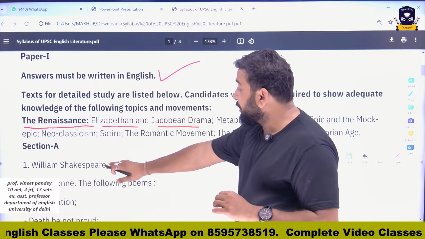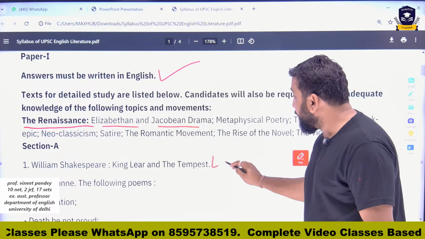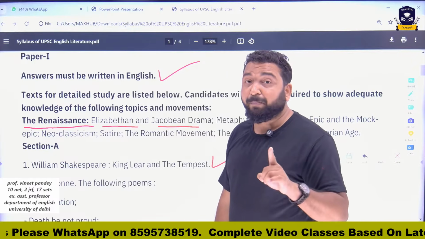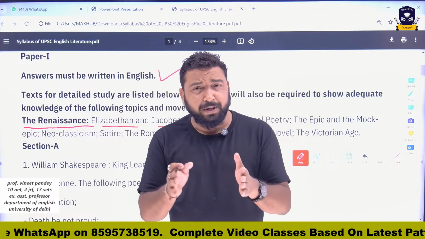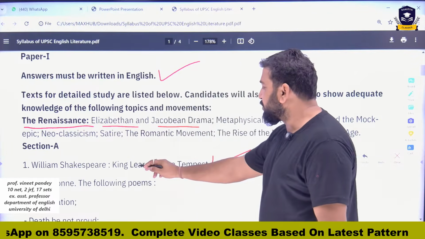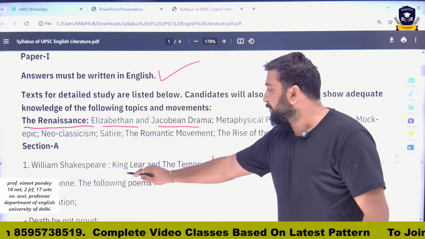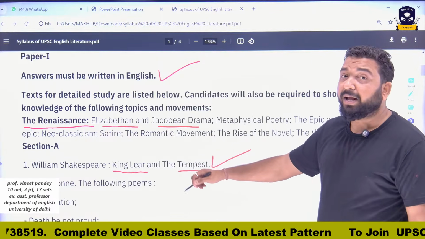Now see, though Shakespeare is mentioned, if students are preparing without coaching classes, sometimes they make a mistake. They just focus on King Lear and The Tempest. They think that only these two have to be read. That is not the case.